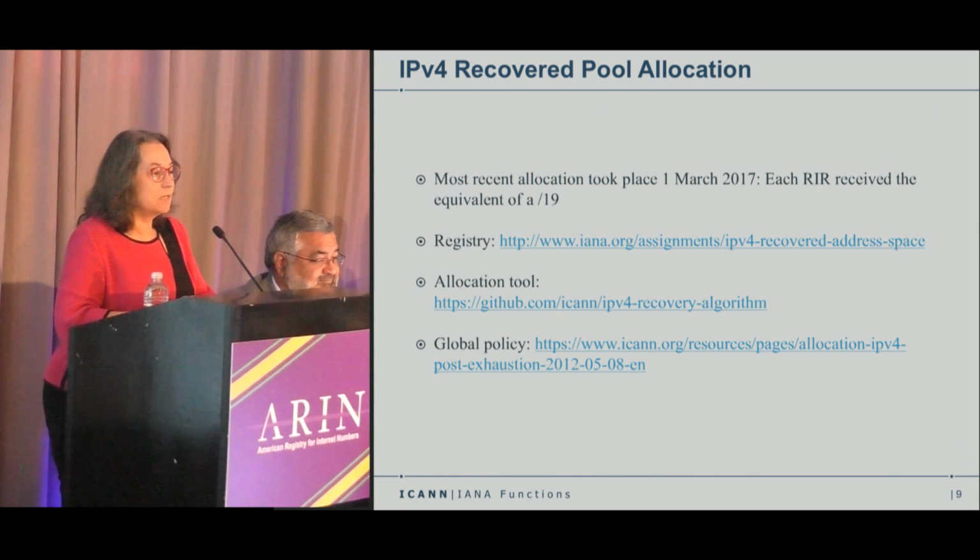As you know, there's a global policy on how we allocate from the IPv4 recovered pool. There are 2 allocations a year, one on March 1st and one on September 1st. We just did the March 1st allocation in March. Each RIR, as per the global policy, received a /19.